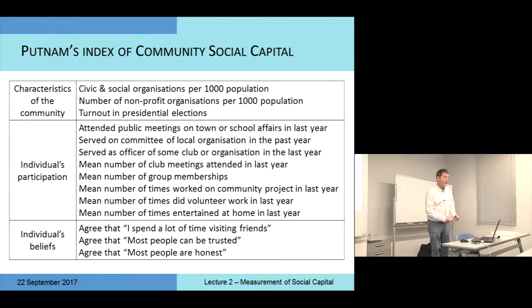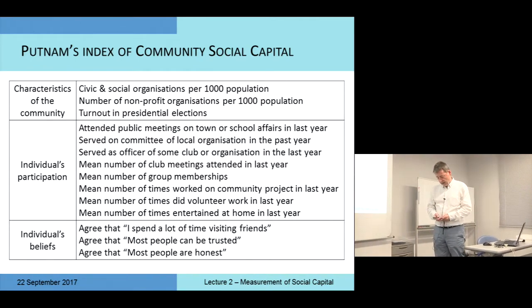Here's one index of community social capital that's quite widely used. I believe he's a political scientist, Putnam, and he identified, I think it's 14. I better check, do my sums quickly. Yeah, I think it's 14 elements. And he was saying that if you measure each of these things, you'll have a good idea of the extent of community social capital.